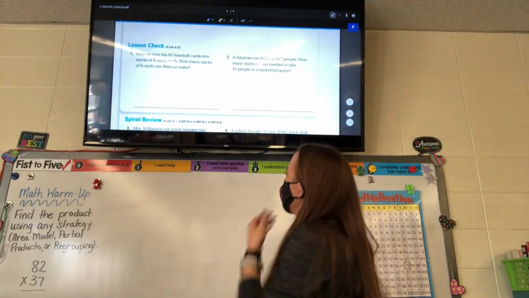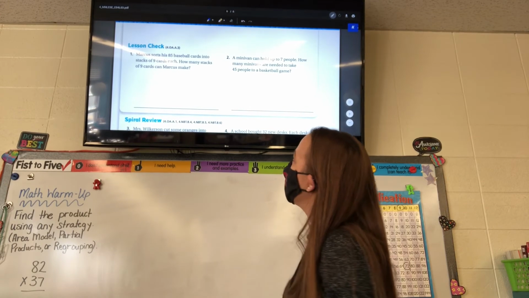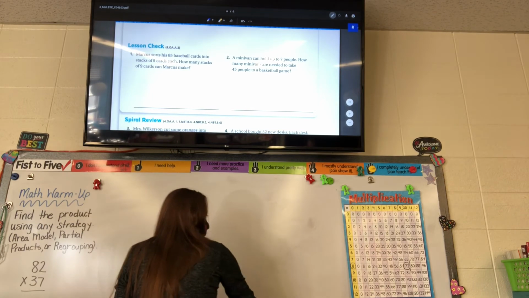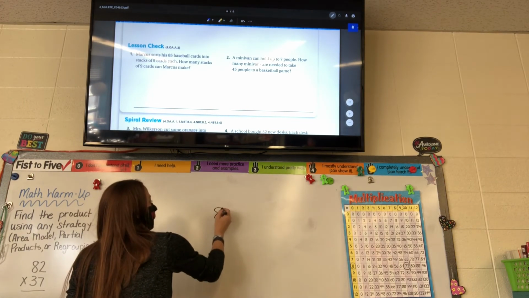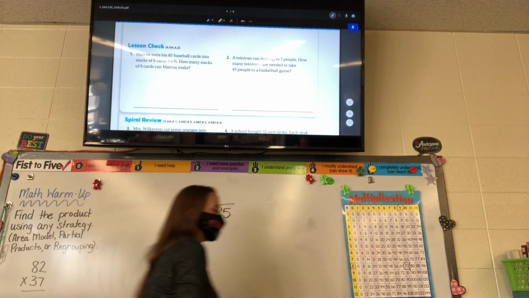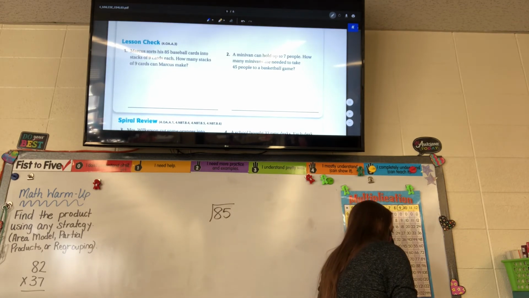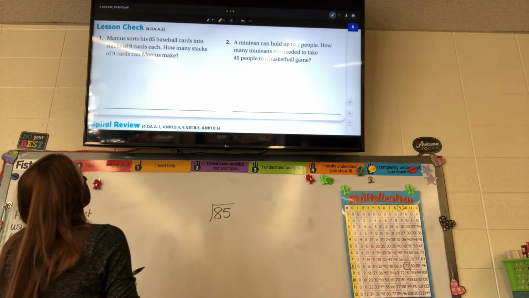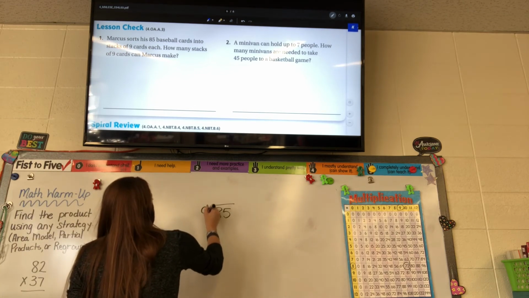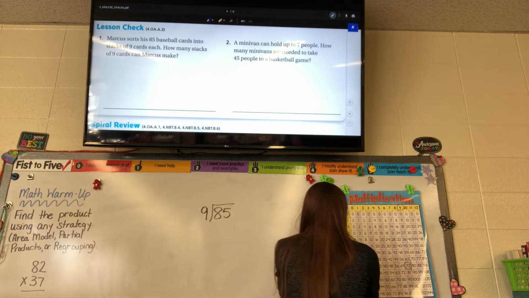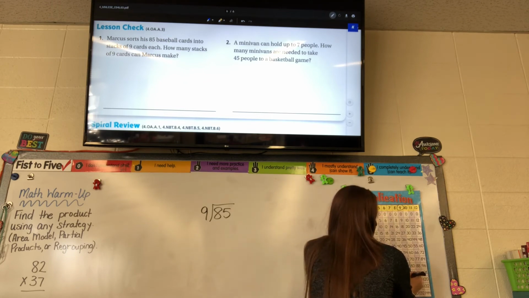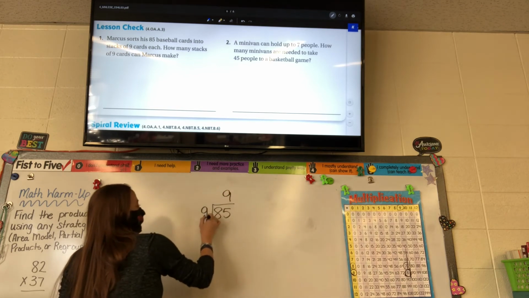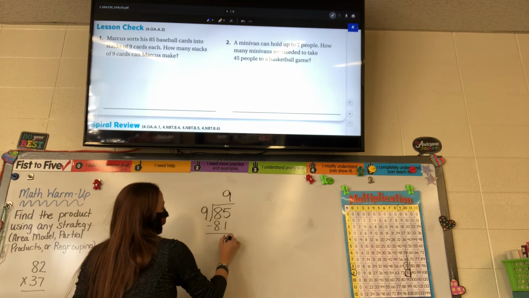Okay, number 1 says Marcus sorts his 85 baseball cards into stacks of 9 cards each. How many stacks of 9 cards can Marcus make? So he's got 85 cards. Jason, how big of stacks does he want to make? 9. 9 cards in each. So if we go to the 9 row, find where 85 would be right after 81. Look to the left, go up. Write a 9 on top. 9 times 9 is 81. 85 minus 81 is 4.